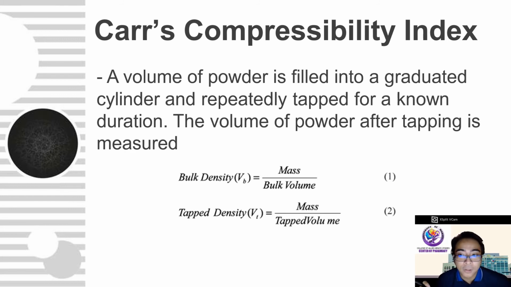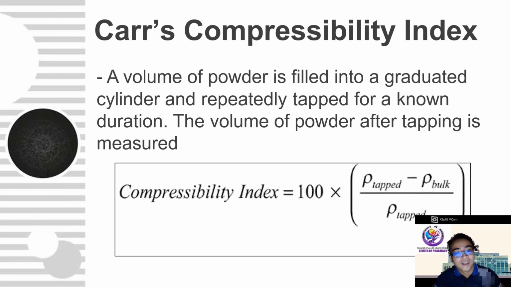So the volume of powder after tapping is then measured. So you just get the mass, bulk volume. Okay? So you get the bulk density. And for the tap density, simply the mass of the powder. So most likely same lang naman dito sa bulk density, pero magkakatalo lang sila sa kanilang volume. Alright? So dito obviously mas liliit yung volume na ino-occupy niya. Mas siksik kumbaga. Right?